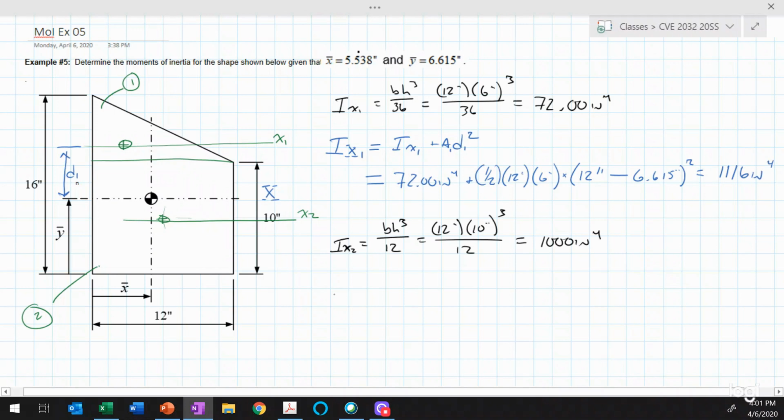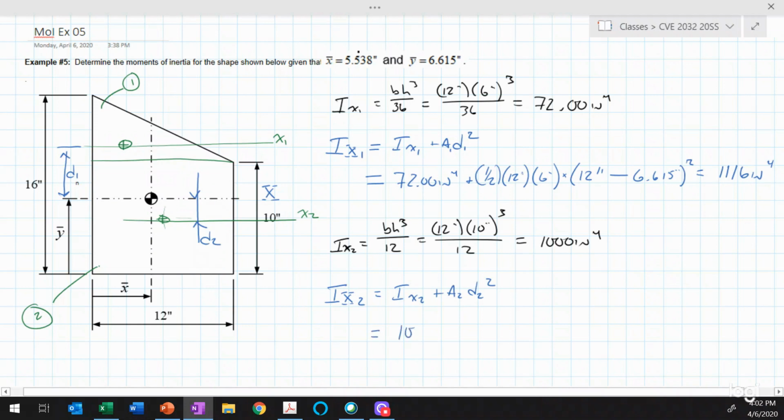Now do the same thing for the second area. The moment of inertia of sub-area 2 about the big x-axis is equal to the moment of inertia of sub-area 2 about its own x-axis plus A d squared. So this is going to be I sub little x2 plus A2 d2 squared. And the distance d2 is going to be, let's see, I'll illustrate it here, that distance.